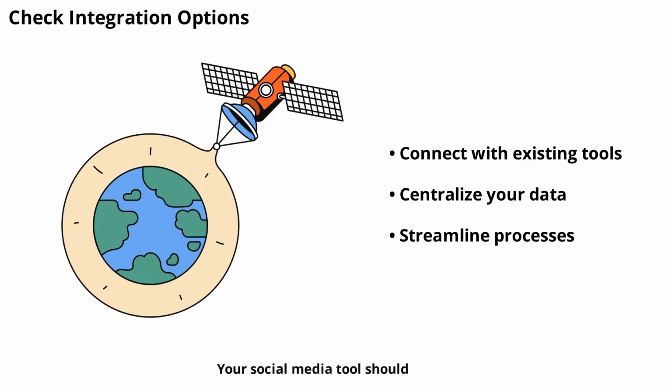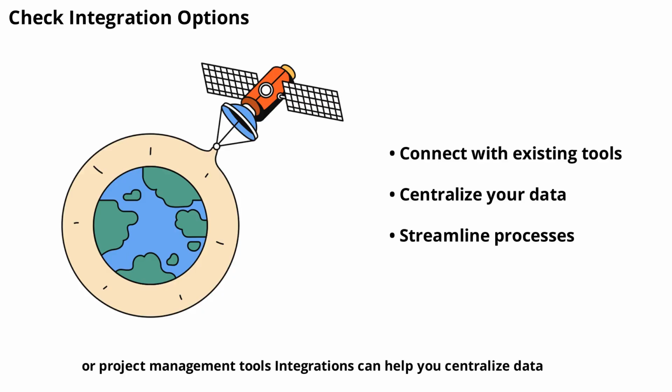Your social media tool should fit seamlessly into your existing workflow. Check if it integrates with other software you use, such as CRM systems, email marketing platforms, or project management tools. Integrations can help you centralize data, automate processes, and avoid duplicate work. Make a list of your current tools and see which social media platforms offer the best compatibility.